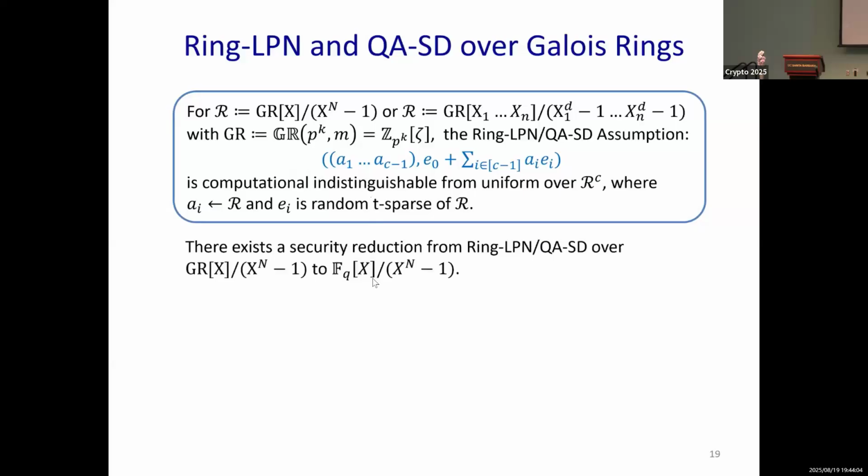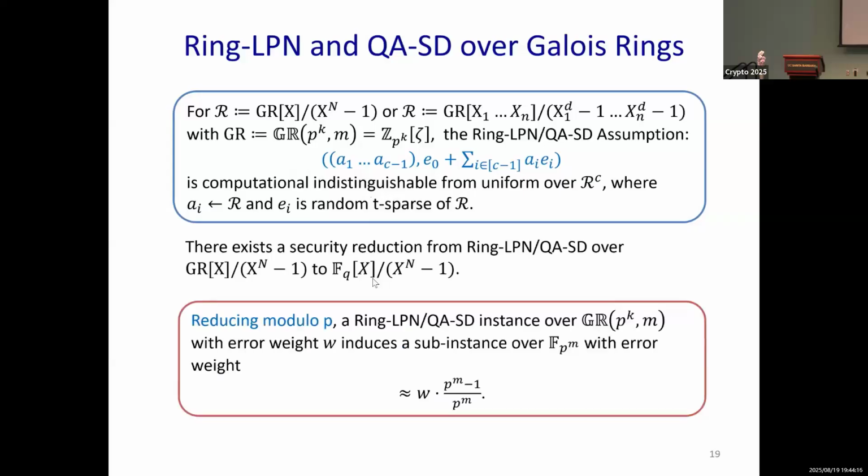There exists a security reduction from ring LPN over the Galois ring to the ring LPN assumption over finite fields. Directly mod p. After mod p, the instance of ring LPN over the Galois ring becomes an instance of ring LPN over finite fields, and the error weight is slightly changed.